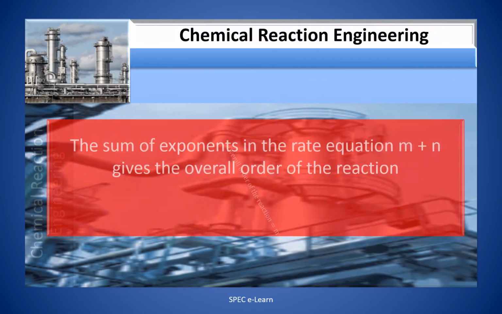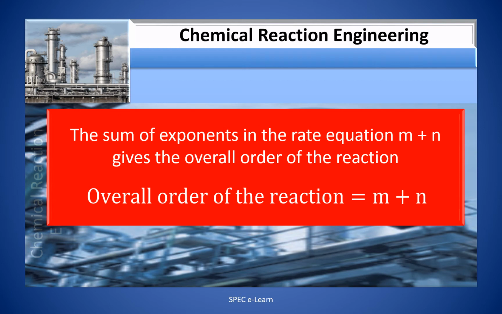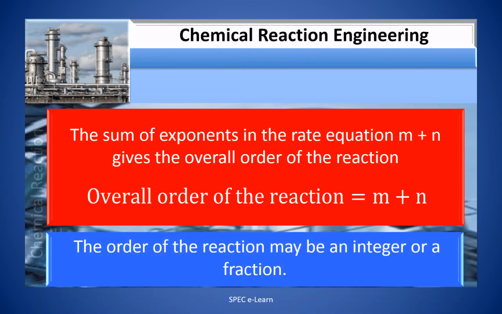The sum of the exponents in the rate equation, M plus N, gives the overall order of the reaction. So the overall order of the reaction is M plus N. The order of the reaction may be an integer or a fraction.